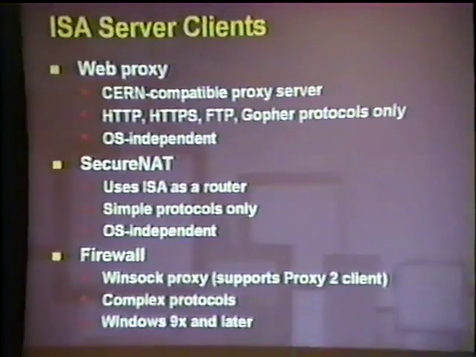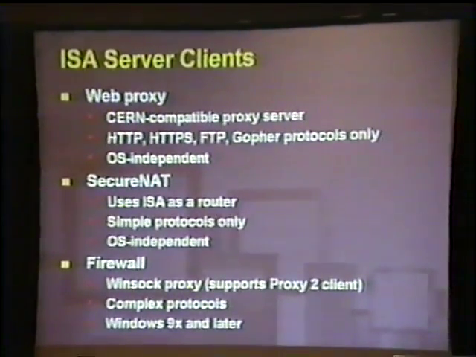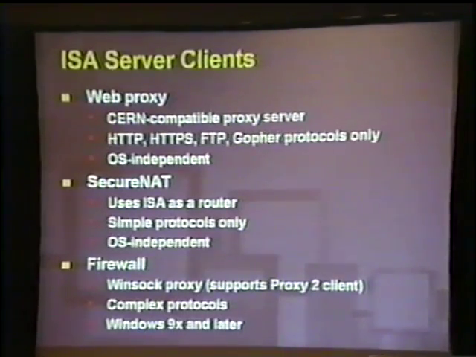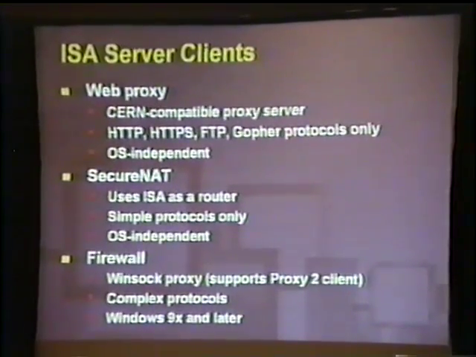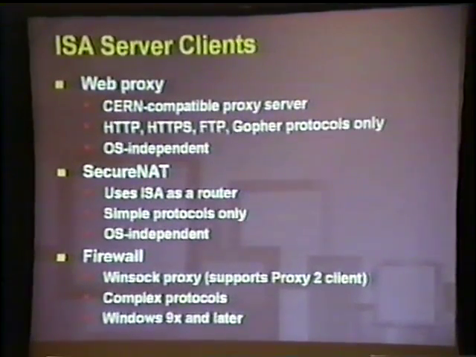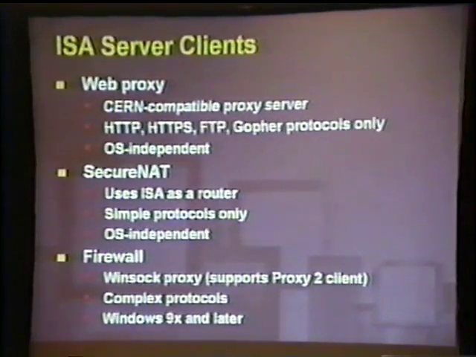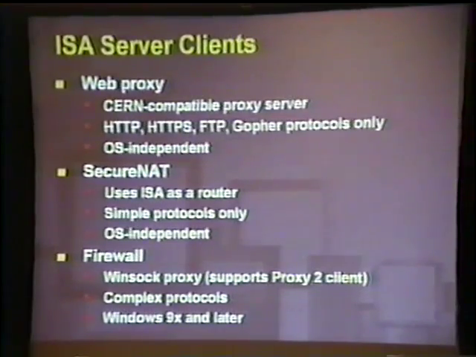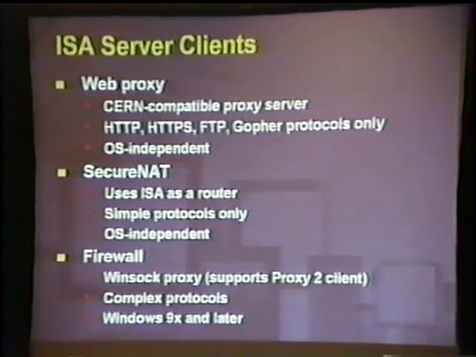SecureNAT supports a subset of protocols. Unlike the firewall client, the SecureNAT client supports only protocols that are included in the protocol definitions node of the ISA management console. Key thing, people just ask, Tom, how come this doesn't work? Well, because the SecureNAT client only supports the protocols that you have configured in the ISA management console already. So, how come I can't get MSN Messenger to work? Well, because some of the protocols that you require are not included. You're going to have to run the firewall client instead.